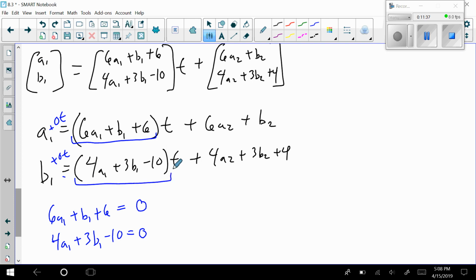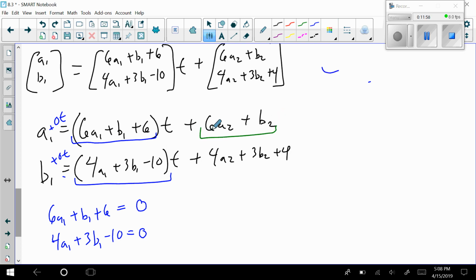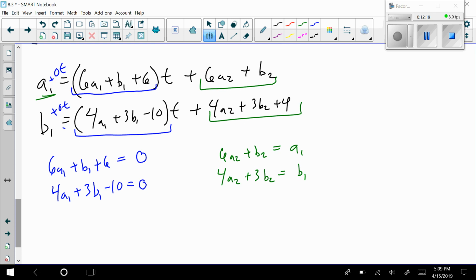Right? Now, the reason I know that is because this 0t and this stuff with the t's has to be 0. Right? Now, the next thing is then to use the same type of logic with these. Well, then this 6a sub 2 plus b sub 2 has to equal the constant that sits over here, okay? And then I would also need these, right? So that's 4a sub 2 plus 3b sub 2 to equal the b sub 1. Right, and hopefully that carries through.